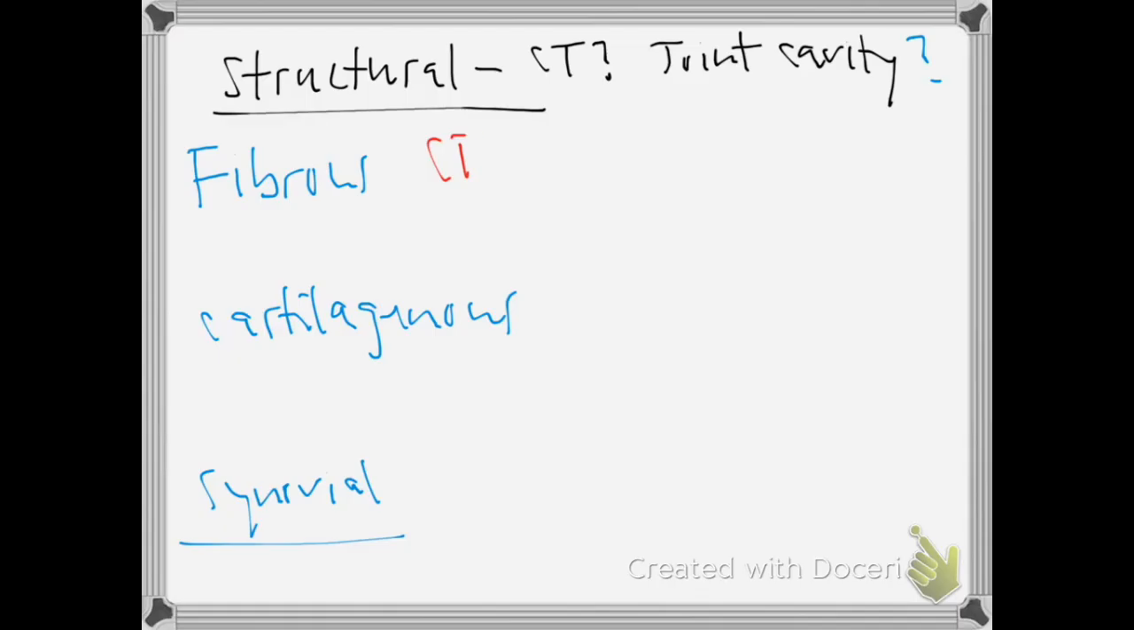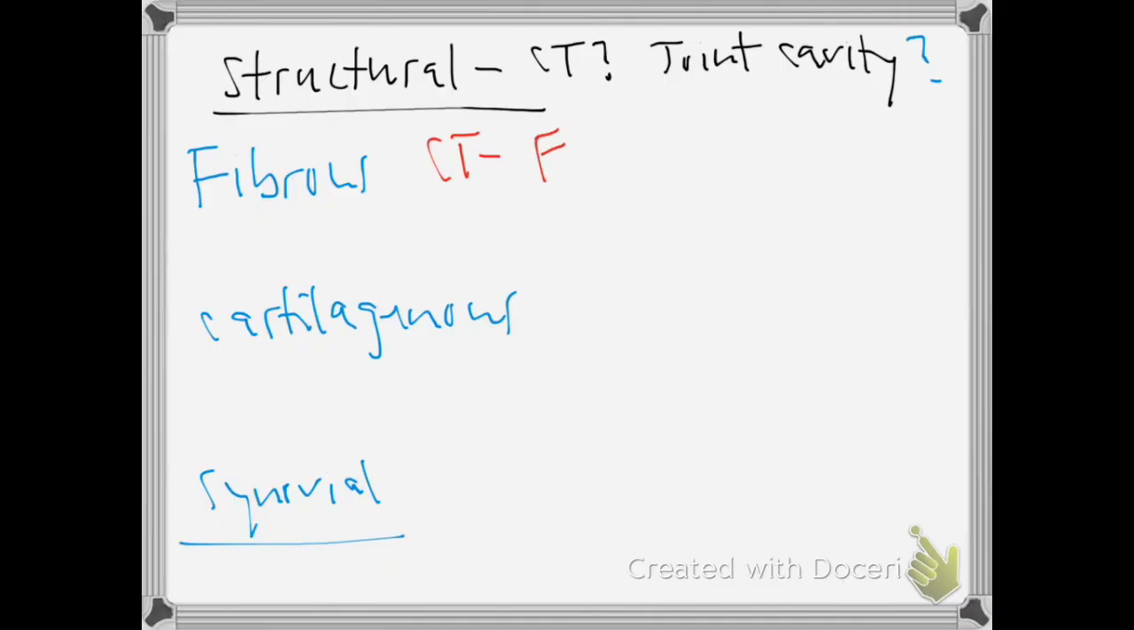If you had to guess what kind of connective tissue, remember you have 4 classes of connective tissue: bone, blood, cartilage, connective tissue proper. Then you can break all those up. If you go back to our tissues lecture, you can review that. So, what connective tissue makes up a fibrous joint?